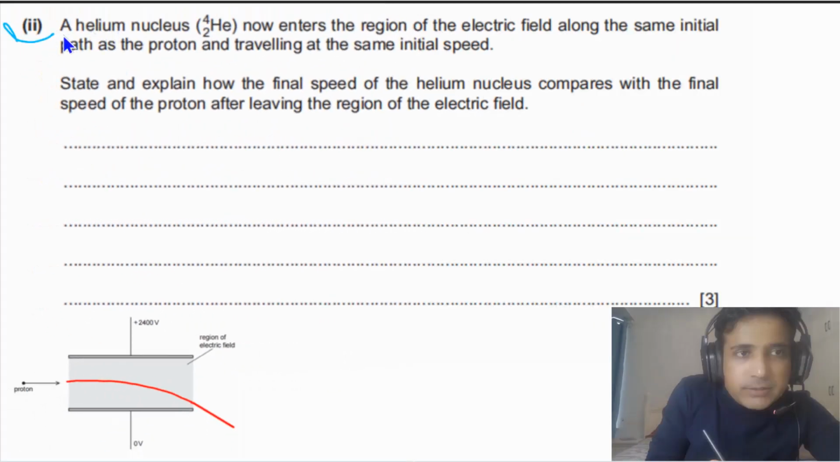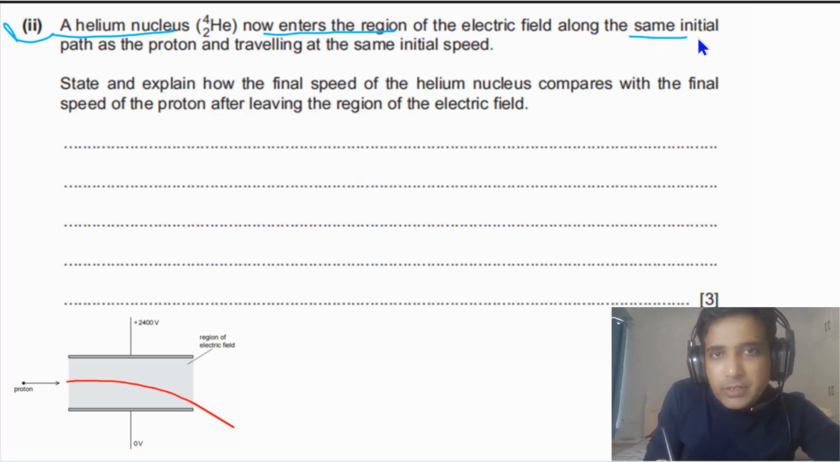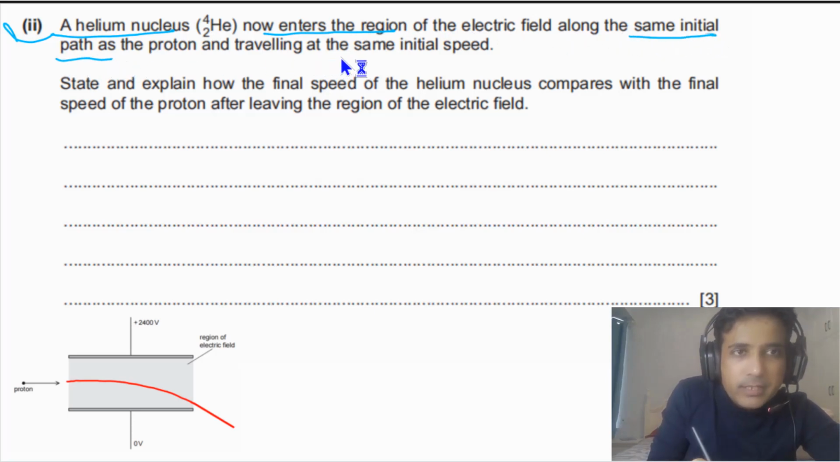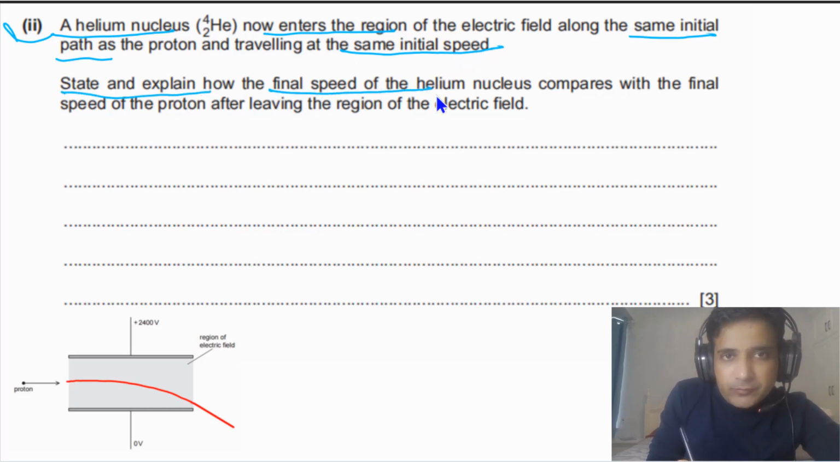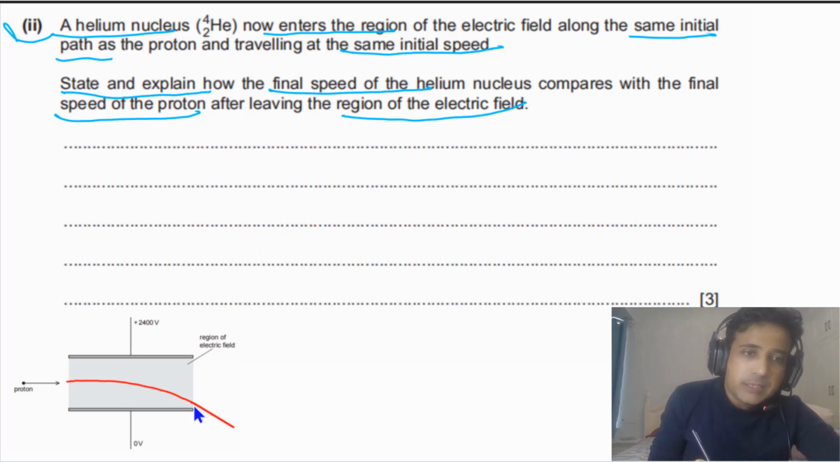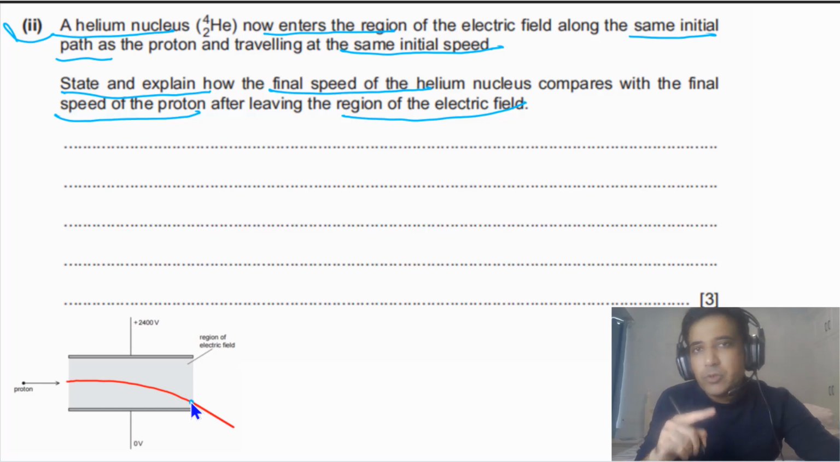For the second part, it is given to us that a helium nucleus now enters the region of the electric field along the same initial path as the proton, traveling at the same initial speed. State and explain how the final speed of the helium nucleus compares with the final speed of the proton after leaving the region of the electric field. Simply, at this point we have to compare the speed of the proton with the speed of the helium nucleus.